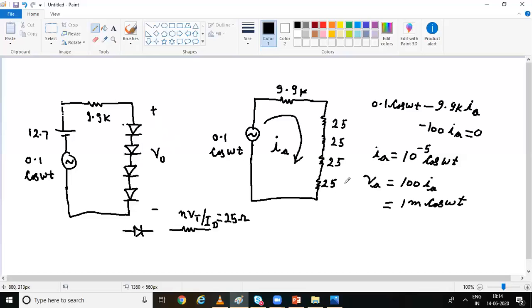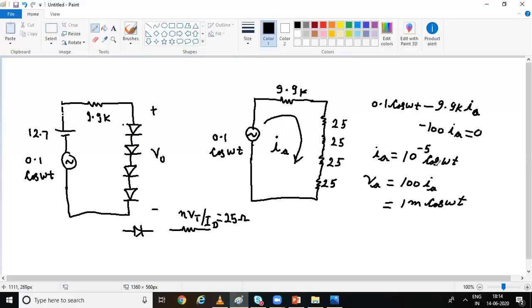Clear? So now in this question we have to find the output voltage between these two terminals, the AC voltage between these two terminals, right? So first we'll apply the KVL in this loop. I have assumed this I is an AC current in this loop. So I have applied the KVL in this loop to calculate the current Ia. So I got 10 raised to power minus 5 cos omega t. Correct?